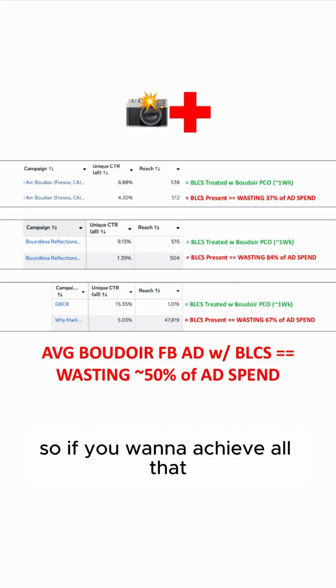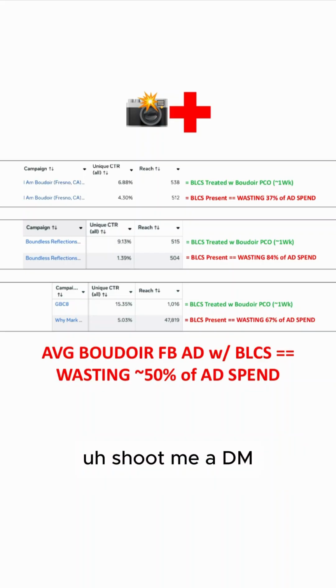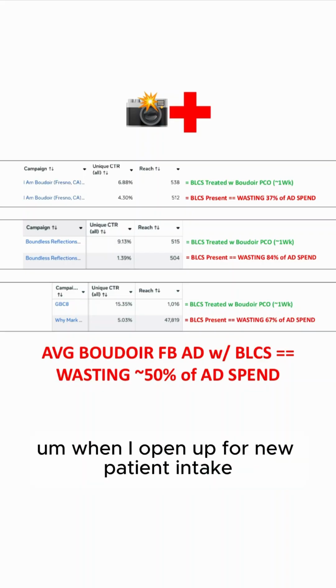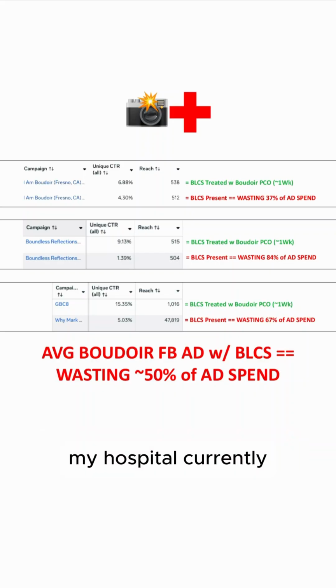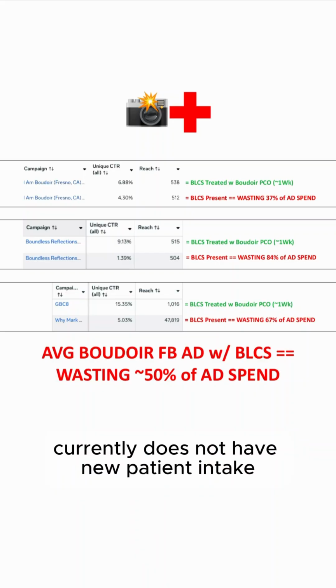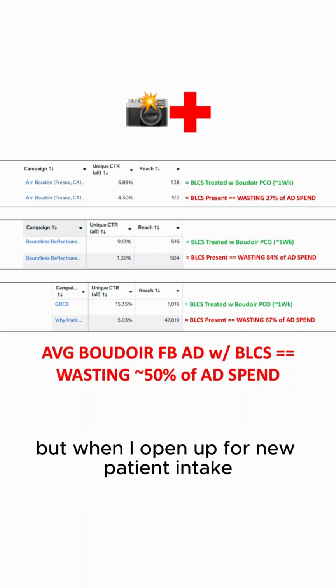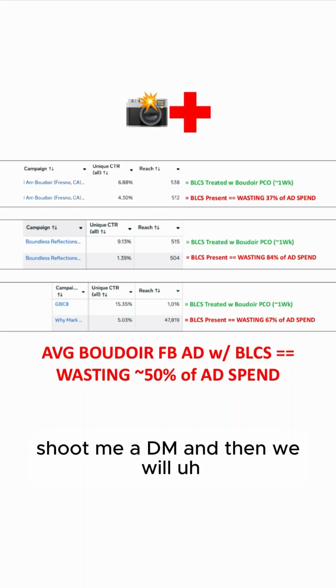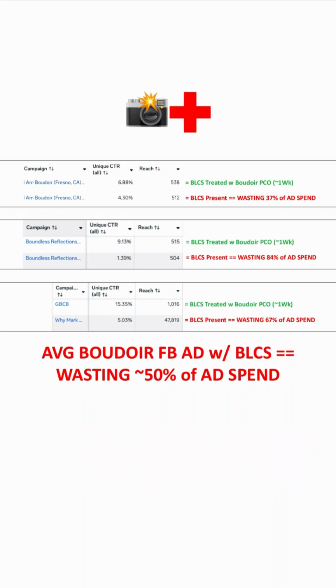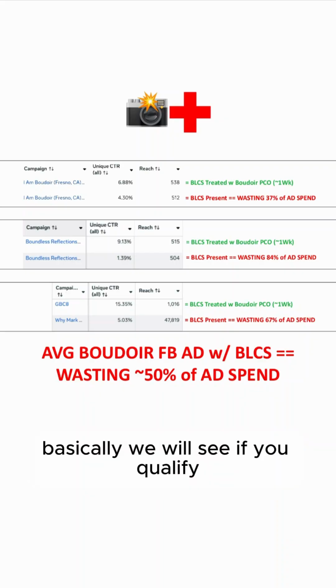So if you want to achieve all that, shoot me a DM when I open up for new patient intake. My hospital currently does not have new patient intake, but when I open up for new patient intake, shoot me a DM, and then we will see if you qualify.